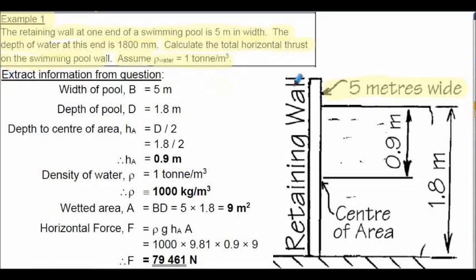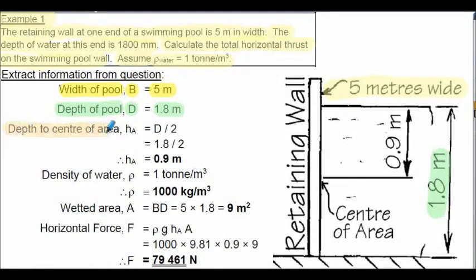So as always, the first thing to do is extract the information from the question. I've labelled the width of the pool as capital B, and that's 5 meters. That's a dimension out of page. The depth of the pool, capital D, is 1.8 meters, shown here.